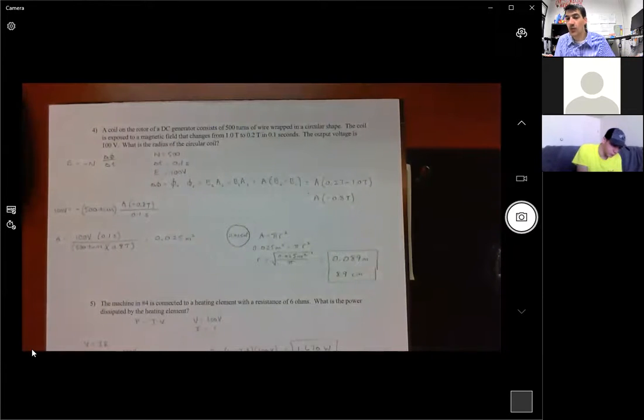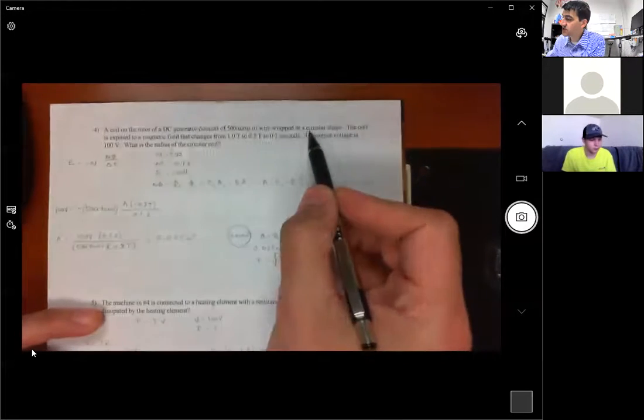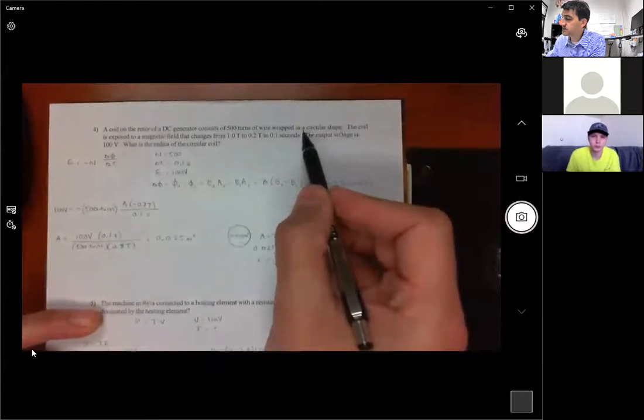So we have more windings on the armature, and we have a split ring commutator instead of slip rings, but Faraday's law works the same way, whether it's a DC or an AC generator. We have 500 turns of wire in a circular shape. That's important to know. It's a circle.